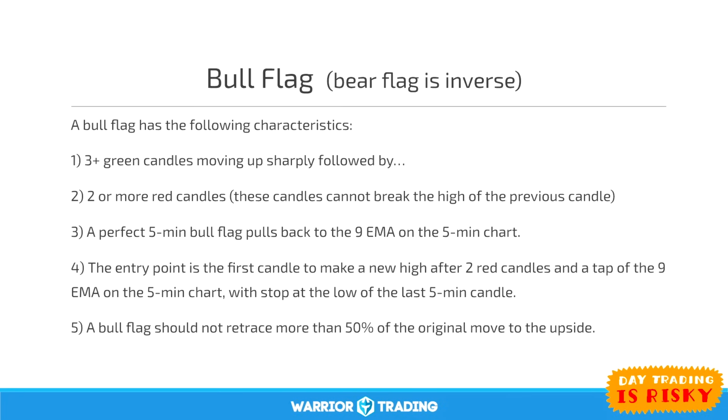Sometimes a bull flag can be created by just one huge green candle, but it's usually better when it's several candles kind of increasing in volume as they're moving higher, and then 2 candles pulling back. Now, those 2 candles pulling back cannot create false breakouts or the pattern is broken. A perfect 5-minute bull flag would pull back to the 9 EMA on the 5-minute chart.